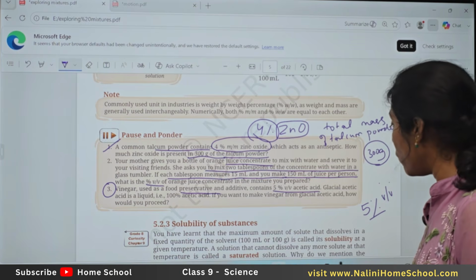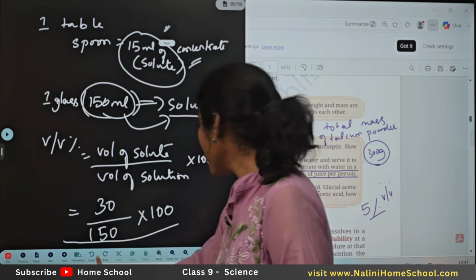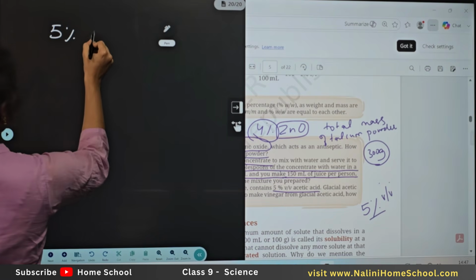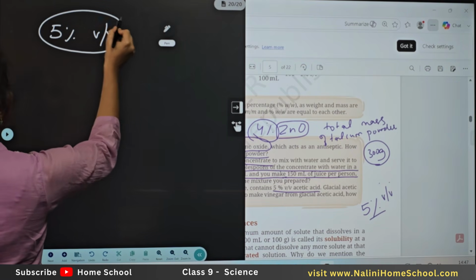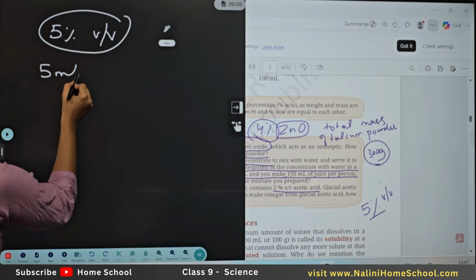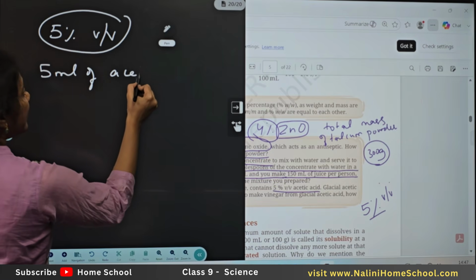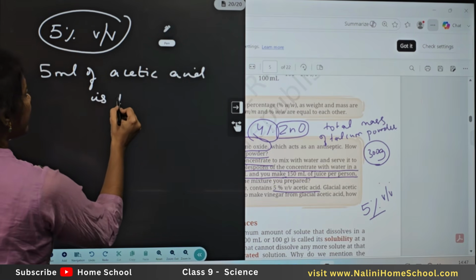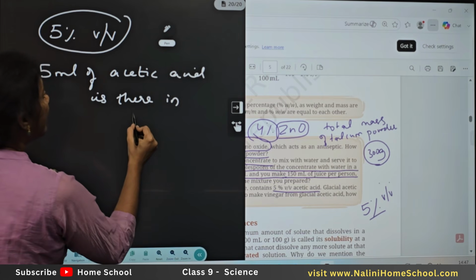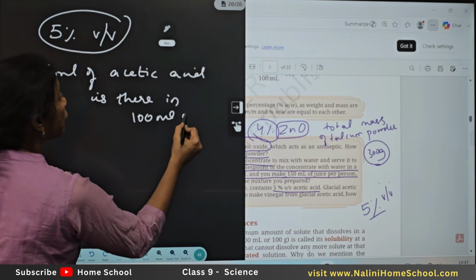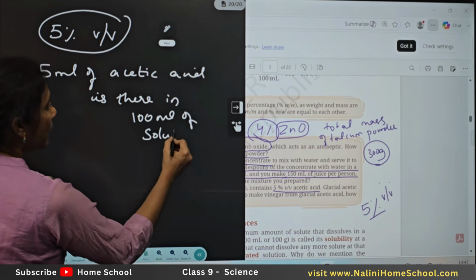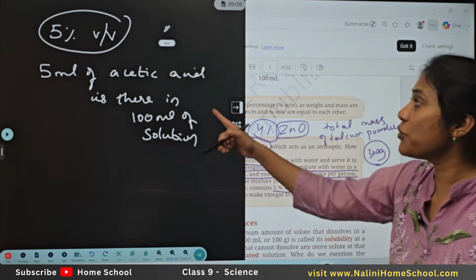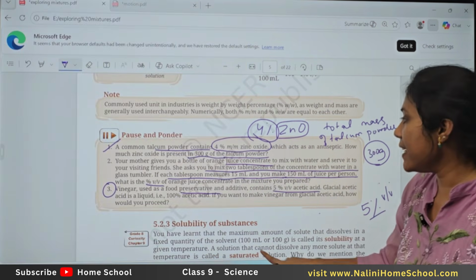What does this number mean here? 5% volume by volume. What is the meaning of this number? 5 ml of acetic acid is there in 100 ml of solution. Okay, this is the meaning, isn't it? It is there in 100 ml of solution. That is the meaning.